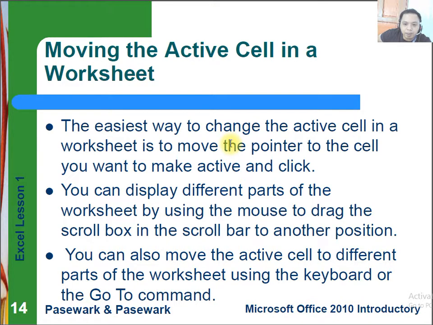Okay, you can display different parts of the worksheet by using the mouse to drag the scroll box in the scroll bar to another position. Okay, so in case na yung gusto mong cell is hindi mo makita dun sa naka-display sa'yo, you can use the scroll bar. Diba? Alam niyo naman yung function ng scroll bar. Okay, pwede mong i-move sa left or right or up and down.